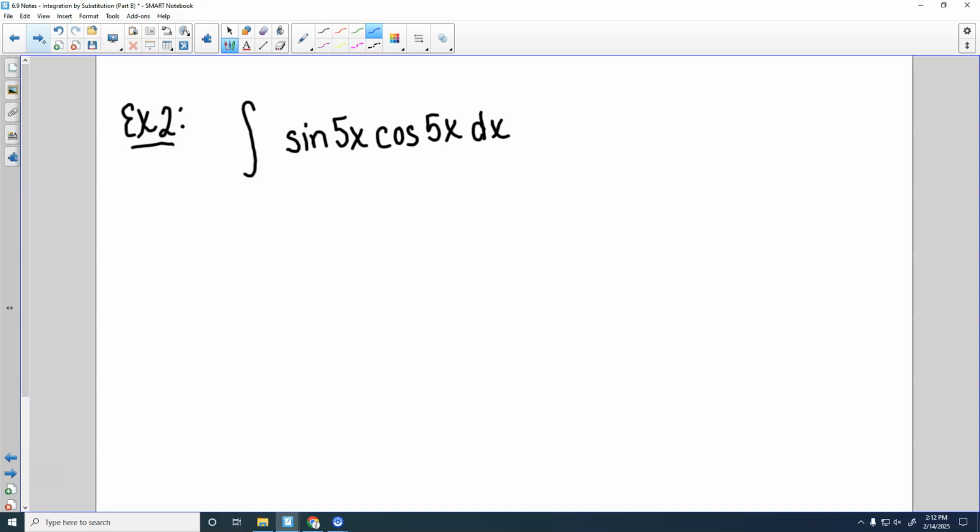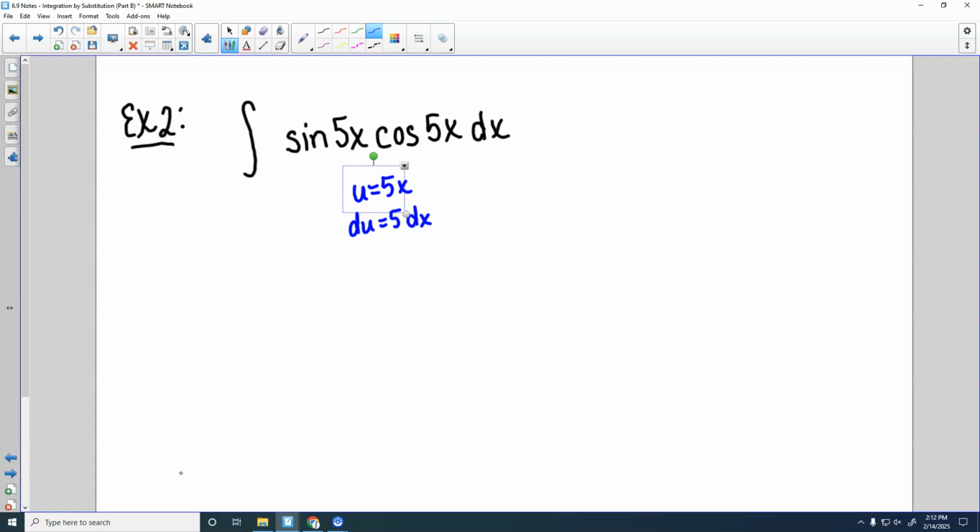Whenever you guys see this, what do you want to use for the u? 5x feels like the right choice. It is not the right choice, but let's look at what happens. You don't necessarily want to write this down, but let's look at what happens. I'm going to write it out like it was 5x. So if u is 5x, then du is just 5 dx. So that is okay.